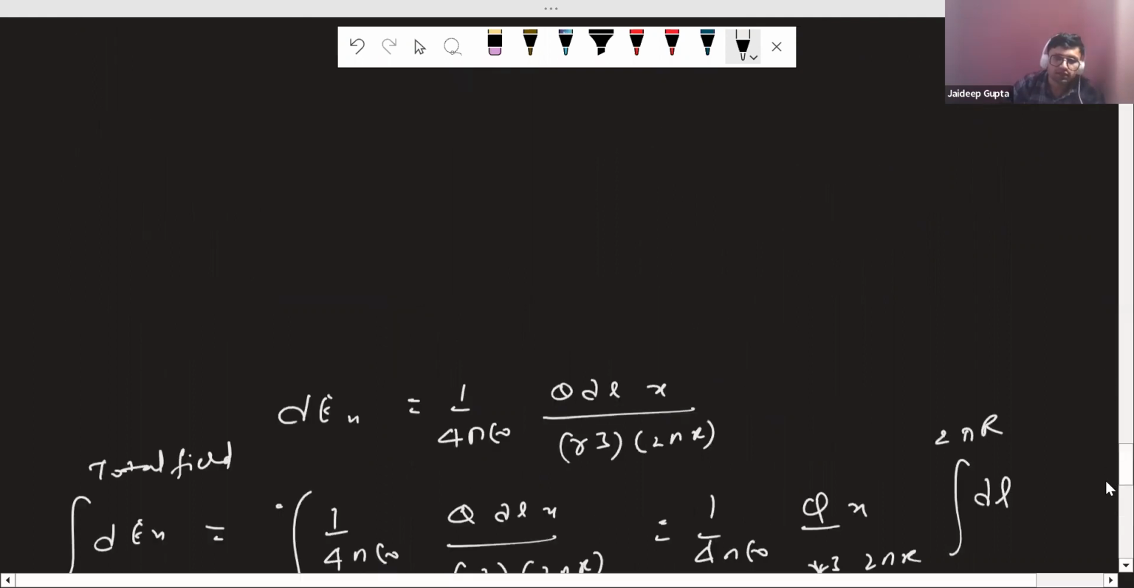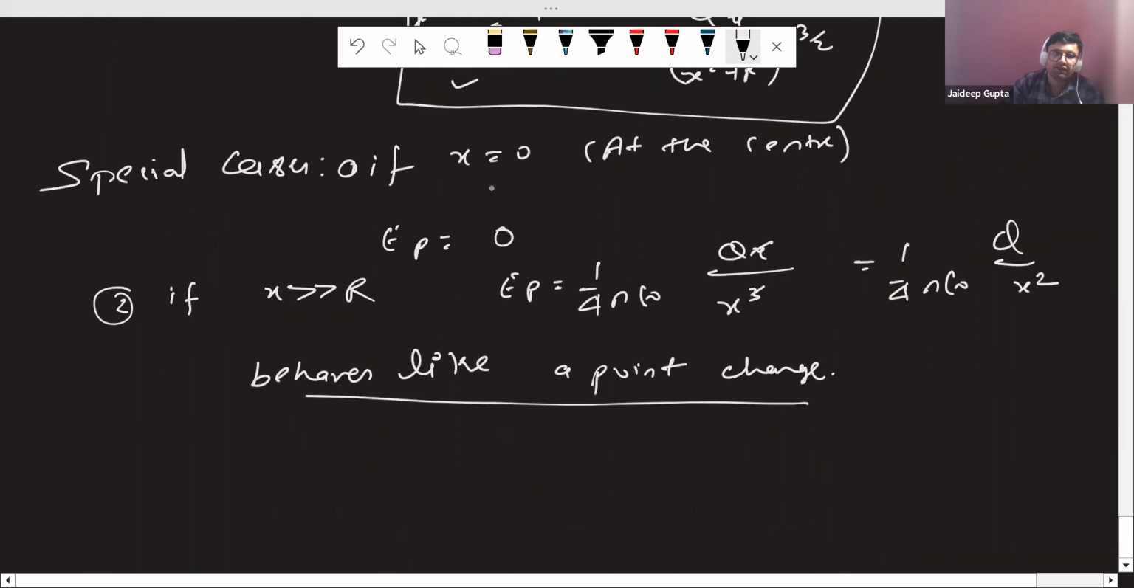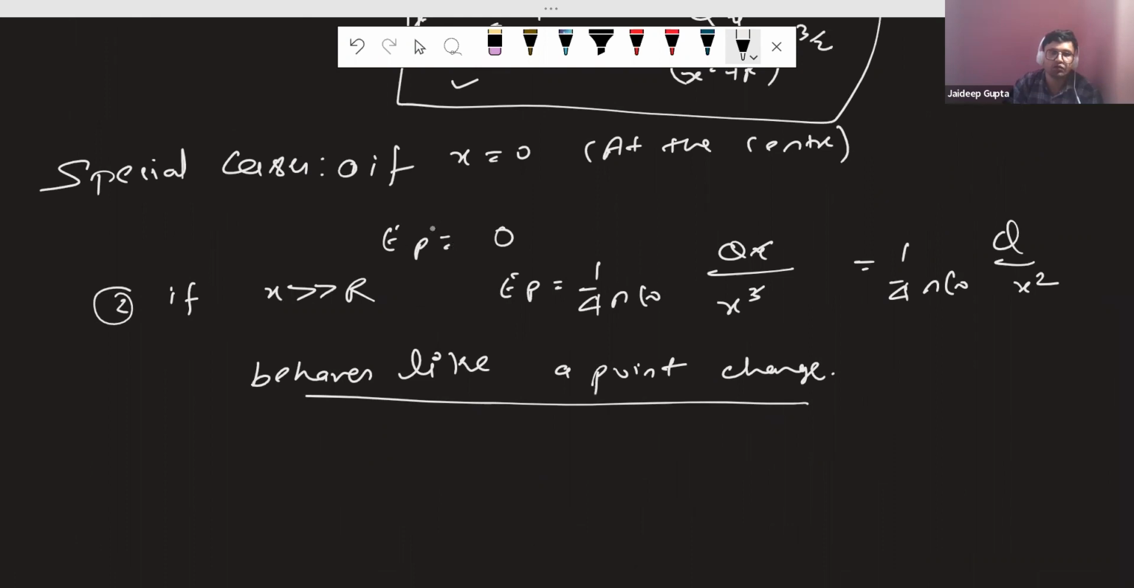There are two cases. If x is 0, it means if we calculate the electric field due to this ring at the center, the electric field will come out to be 0. And if x is much greater than r, that means if we calculate the electric field at a distance much more than the radius of the ring, then it will come out as 1 over 4 pi epsilon times q over x square. This is exactly the same as the electric field due to a point charge. So we can say this ring behaves like a point charge if the distance is much bigger than the radius of the ring. Is it okay till here?